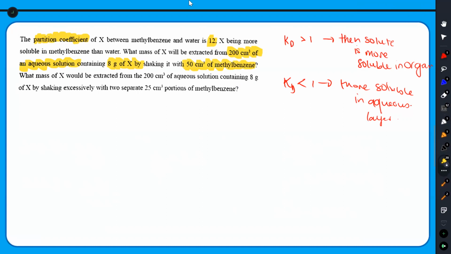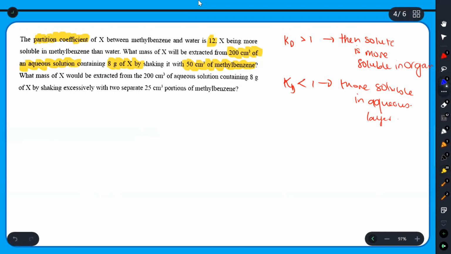And then they want you to calculate the mass that would be extracted from 200 centimeter cube of the aqueous solution containing 8 grams of X by shaking with 2 separate 25 centimeter cube portions of your organic solvent, in this case methylbenzene, which is also called toluene. So let's start with the first part. Let's tackle that part first.